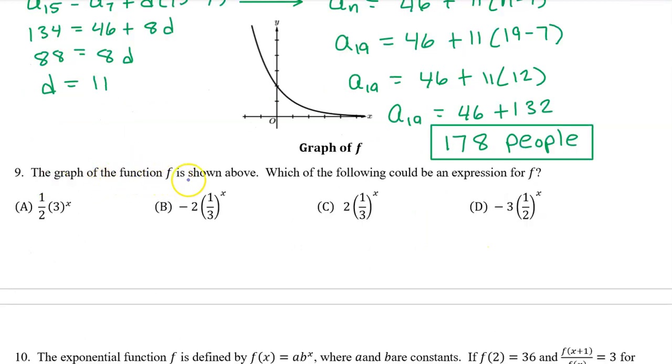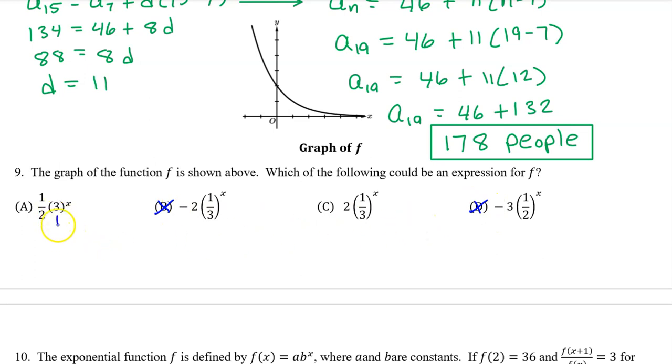The graph of the function f is shown above. Which of the following could be an expression for f? The a value in the front tells you whether the curve will be above or below the x-axis. If the a value is positive, it's above the x-axis. So because I see that the exponential curve is above the x-axis, I know that a must be positive. So the answer is not B and the answer is not D.